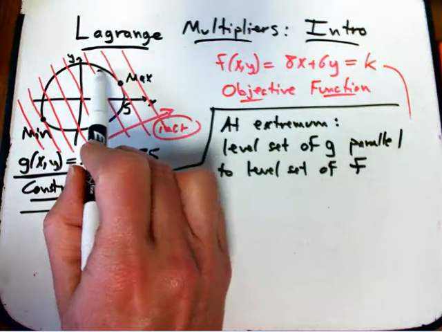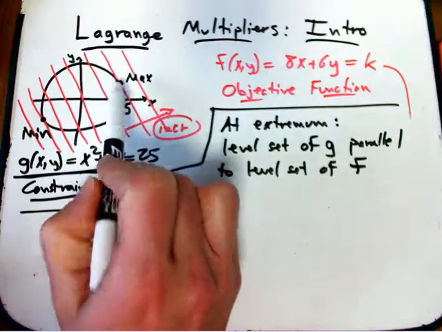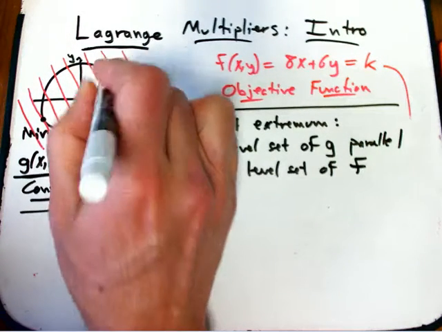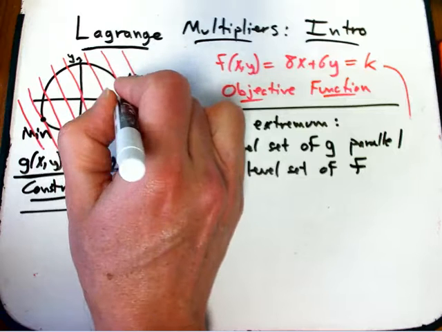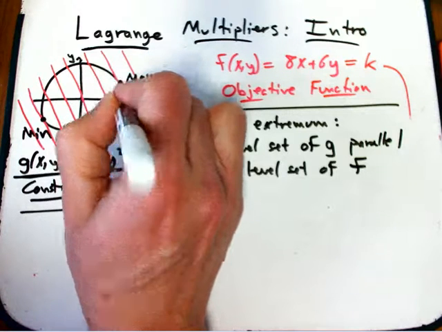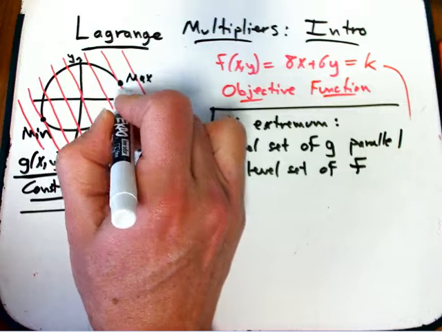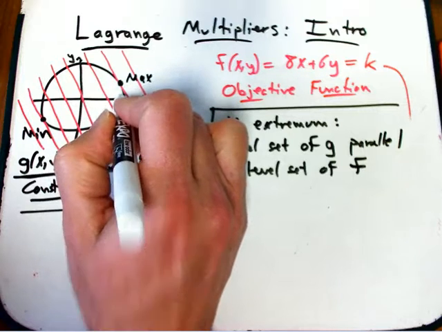And you can see that it's coming in, they're really tangent. Okay, so they're in a parallel direction. And that's because if I'm going to be at a max and I'm going to be constrained to this set, to the circle here, then I'm not allowed to cut through the level sets of f.